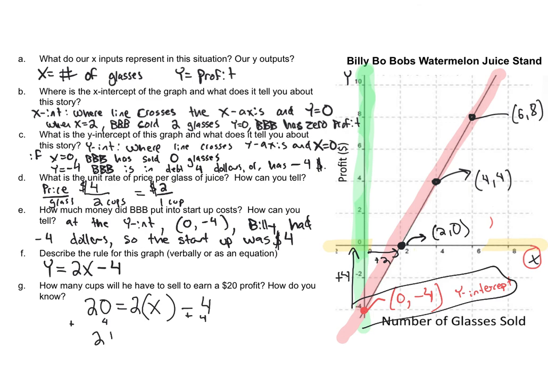So $24 of profit equals 2x. We'll divide both sides by 2. And so x equals 12, which means 12 cups is $20 profit.